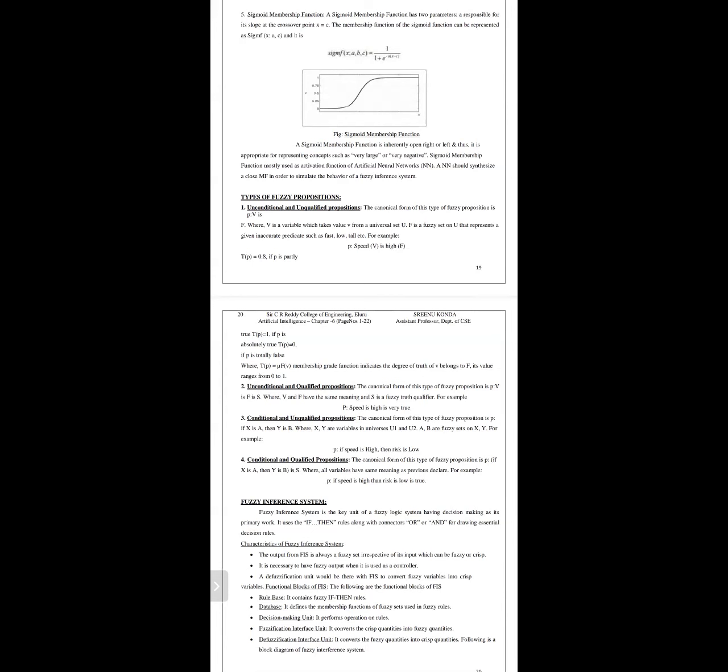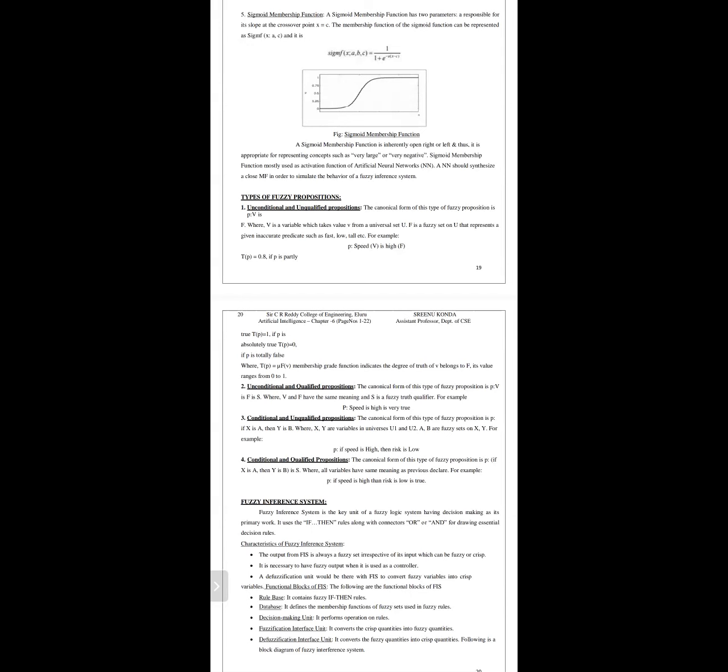And next one is unconditional and qualified proposition. This proposition is defined like this: the fuzzy proposition is P colon V is F is S, where V and F have the same meaning and S is a fuzzy truth qualifier. For example, P: speed is high is very true. That is unconditional and qualified proposition.